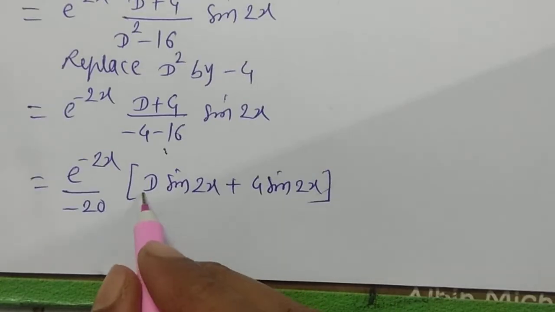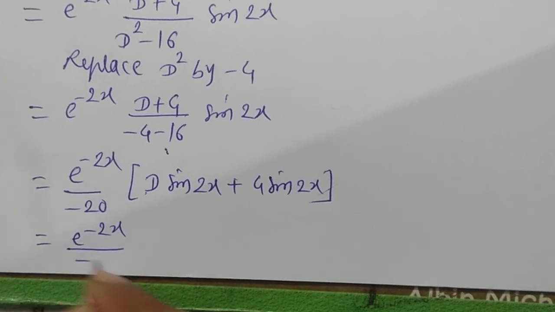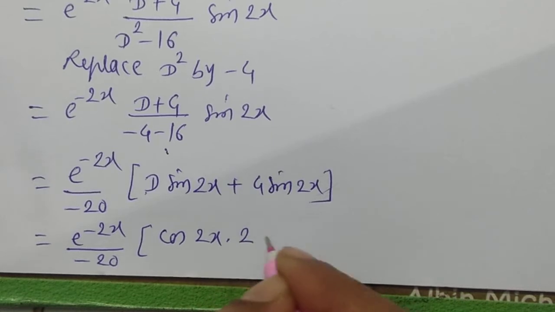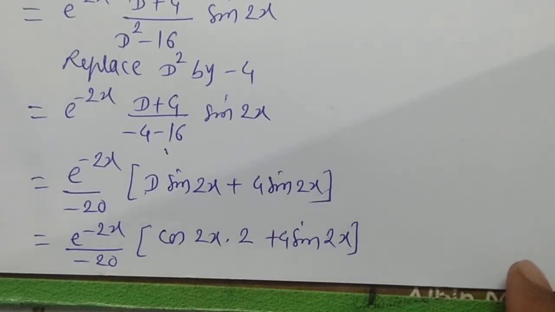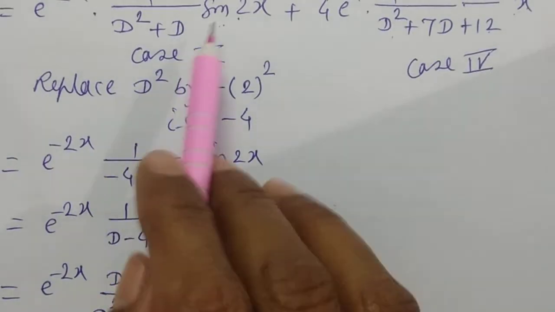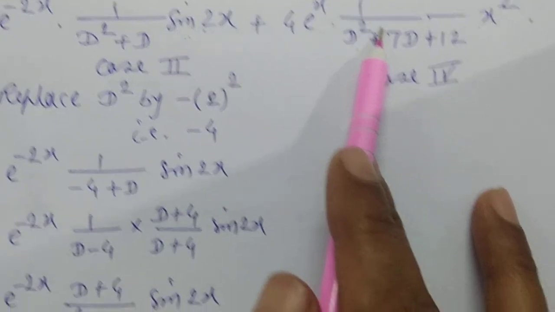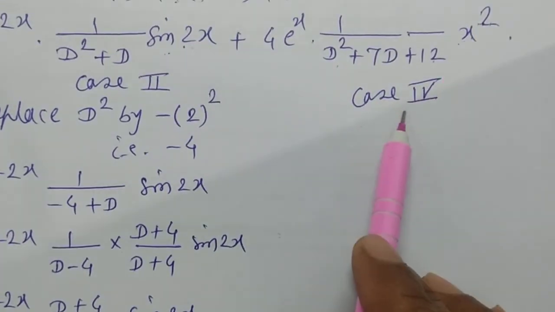And so we know the meaning of D, that is derivative. So it is e raised to minus 2x by minus 20 into the derivative of sin, which is cos, and the derivative of 2x, which is 2, plus this 4 sin 2x as it is. So this is the simplification of the first term, which is solved by using the method of case 2, as here sine is present. Isn't it? Now the second term, which involves x raised to 2, that is x raised to m form. So by using case 4 we have to solve it.